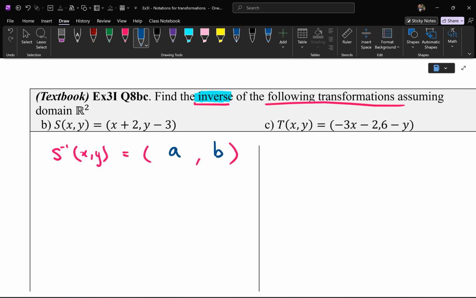Your goal is to find the inverse. Now you have done the inverse through mapping notation. Here, I'll show you what you used to do. You used to do this: (x, y) maps to (x + 2, y - 3). That's what you're used to.